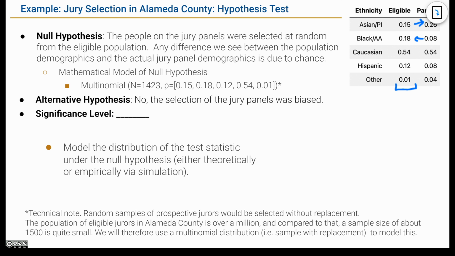And I need to choose a significance level before I go further into this process. So for our purposes, again, common conventions is to use a 5% or a 1% cutoff. Let's use a 1% here.